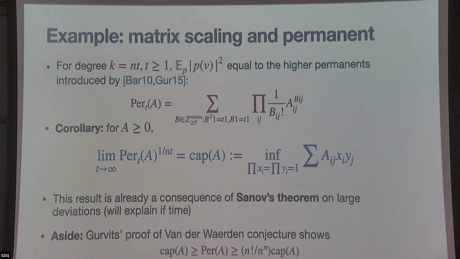I mean, it's an amusing exercise for you that if A does not have a perfect matching, then this infimum is zero. Right. And you can get it directly from the whole block, from whole theorem.